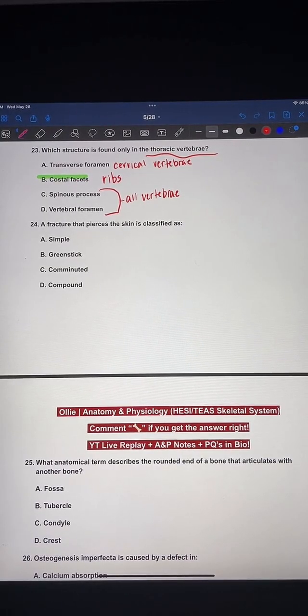Watched only two of your lives before taking my TEAS, passed the science section first try. Awesome. Congratulations, Zeth. If we could get a congratulations in the chat, that would be awesome. Congratulations on passing your TEAS. That's incredible. I'm glad this is fun. Yeah, I would definitely love to get a congratulations in chat. That's awesome. Congratulations.